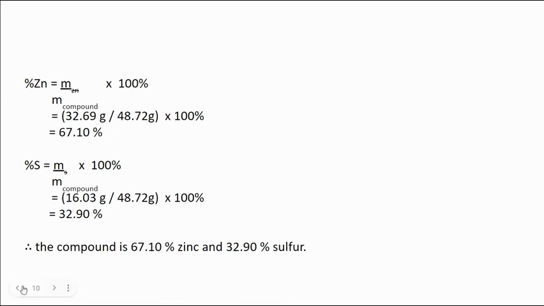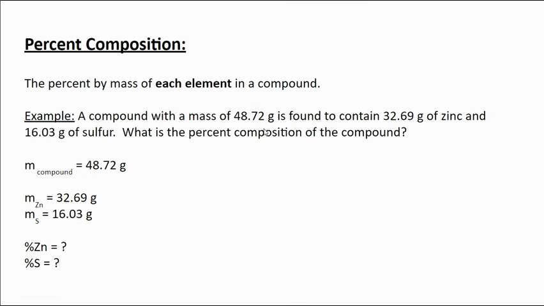There are some examples where perhaps, I'm going to go back to this, maybe you're told the mass of one element but not the other. You could still find the percent of the second element if we just subtract that value from the total. Okay, so let's say, for example, I didn't tell you that the mass of sulfur was 16.03. You could subtract this value from the total to determine that.